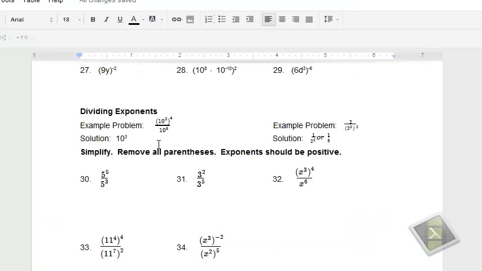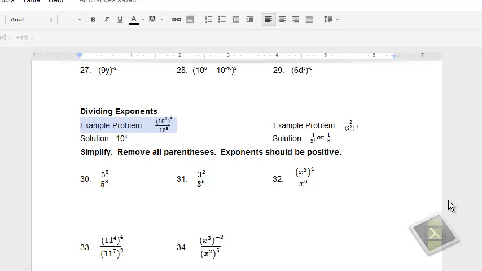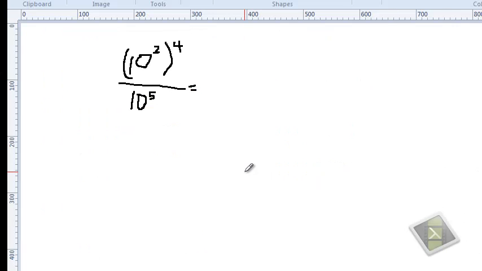Finally, the last thing we're going to do is divide some exponents here. Now, we've got a few different things we need to do for this one. We have 10 squared raised to the fourth power all over 10 to the fifth power. Now, before we get going with dividing, we need to clean up the top here. Power to a power again, so multiply your powers, 2 and 4. You're going to come up with 10 to the 8th now on top over 10 to the 5th.